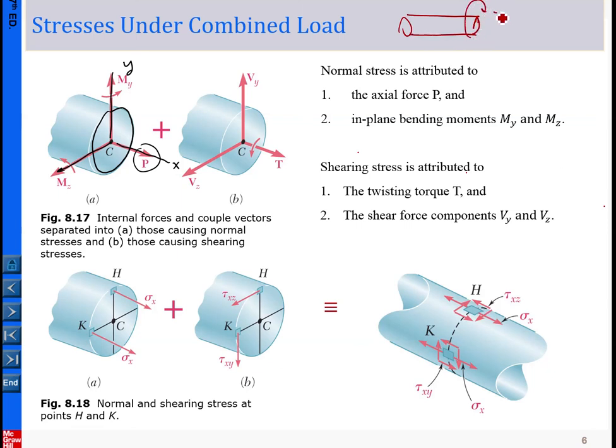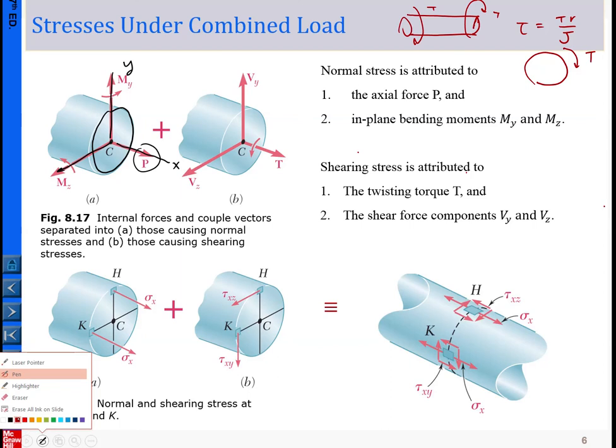Okay, so that is a torque, and that is a torque here. So the magnitude is TR over J. Okay, so that is chapter 3, and if this is the cross section of the shaft, and if this is the T here, then the distribution of the shear stress will be something like this.